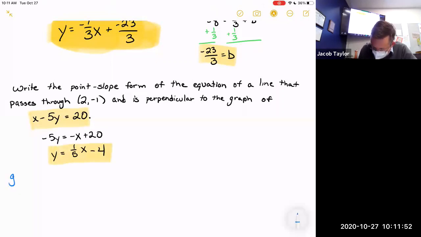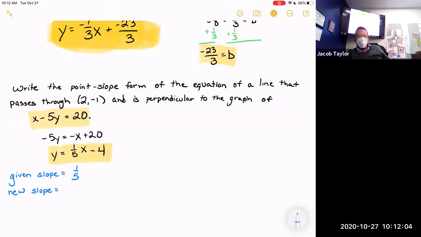which is 1/5. So the given slope is 1/5. So the new slope, the slope of my perpendicular line, is going to be the opposite reciprocal of that, which is... close. She said 5/1, -5/1, or just -5.